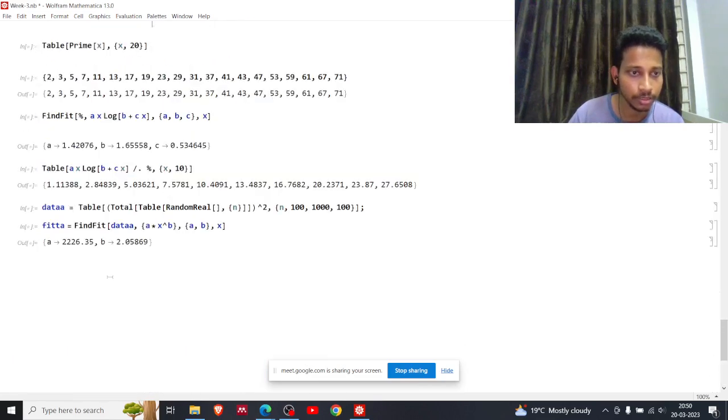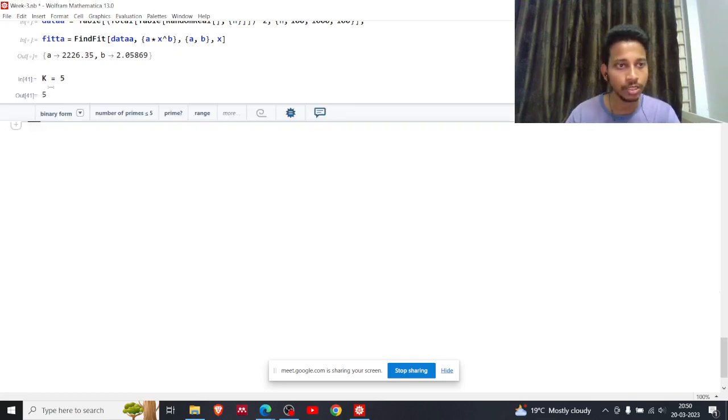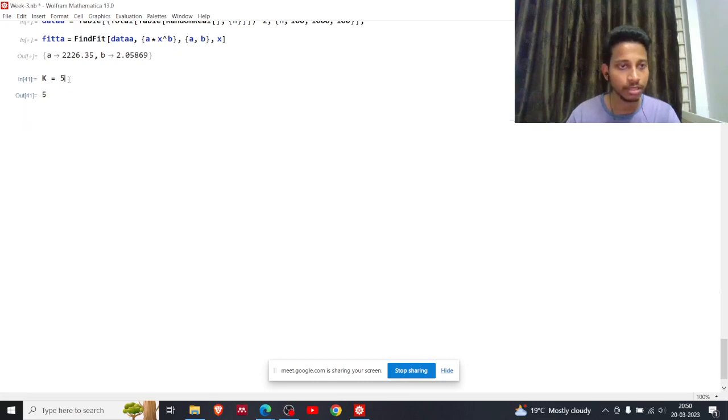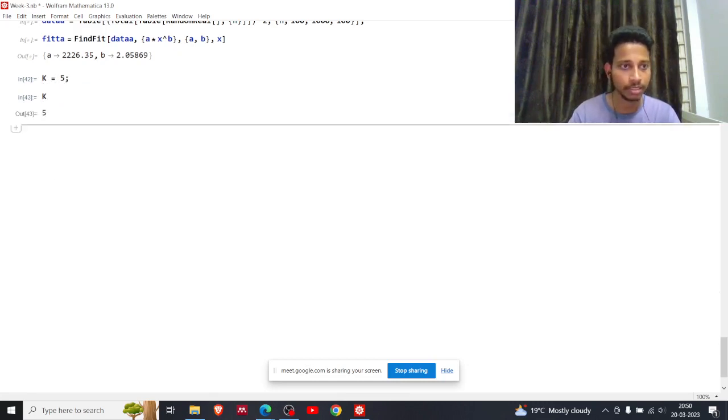Like for example, if I use something like k equal to 5, and if I use enter, then it will go to the next line. If I use shift enter, then it will execute k equal to 5. But here if I use the semicolon, then now it is k equal to 5, but the output is suppressed. Now if I type k, it will show 5.